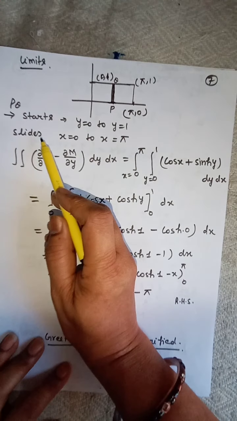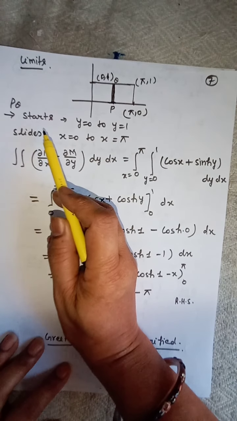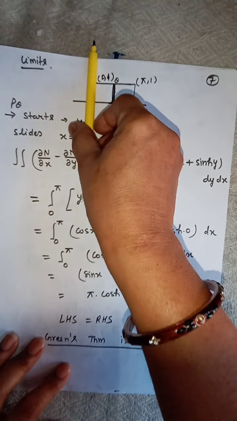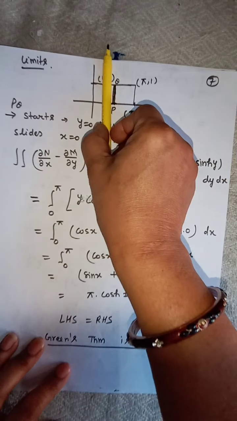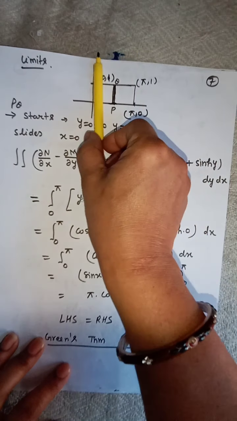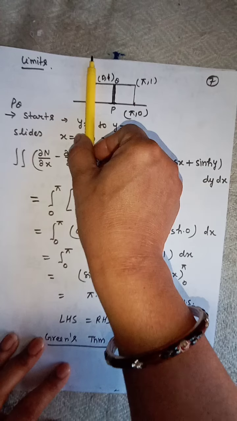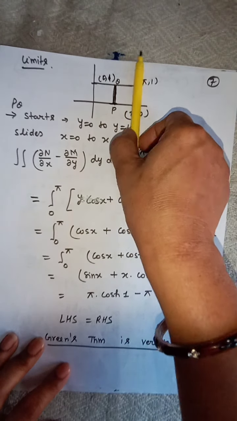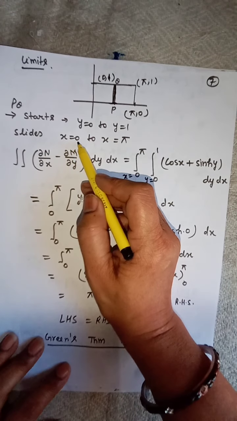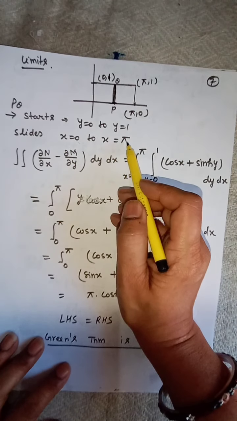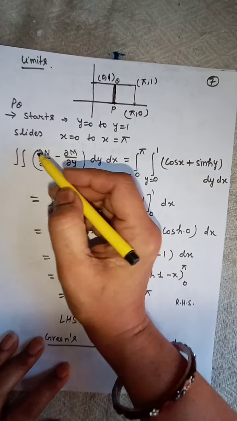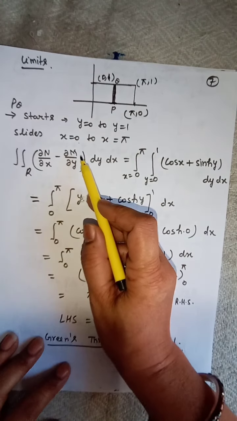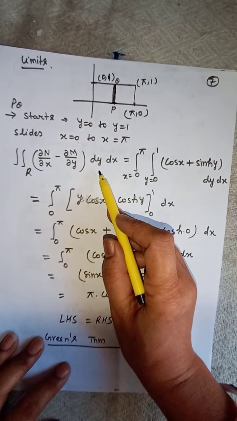And it slides from the first vertical strip to the last vertical strip. So you see the first vertical strip will be here and the last vertical strip will be here. Here the value of x is 0. This is the y-axis. The value of x is 0 and here the value of x is pi. So limit of x is x equal to 0 to x equal to pi.